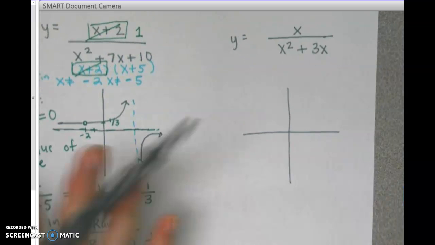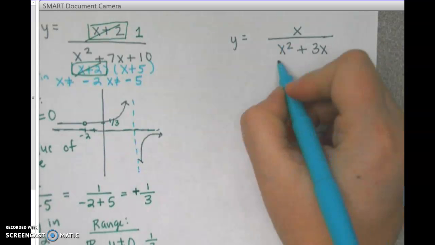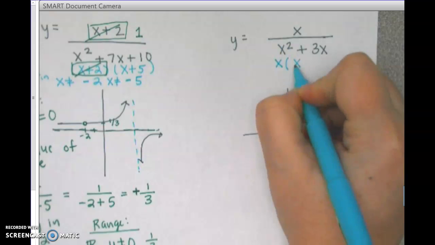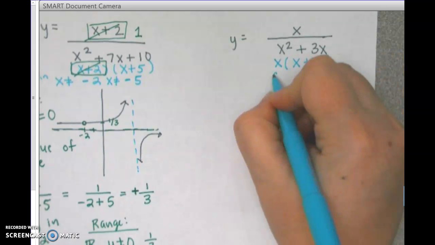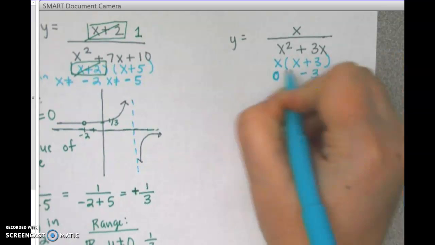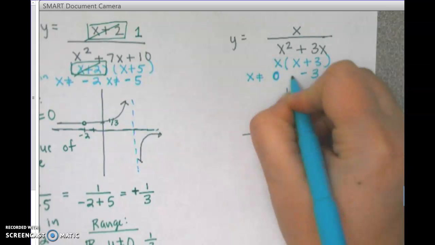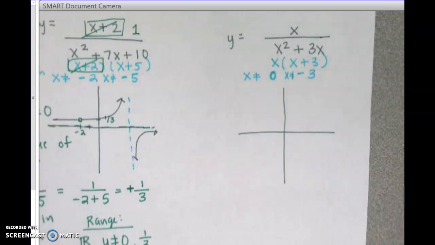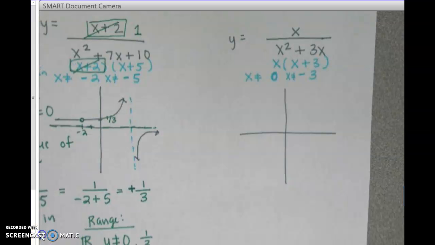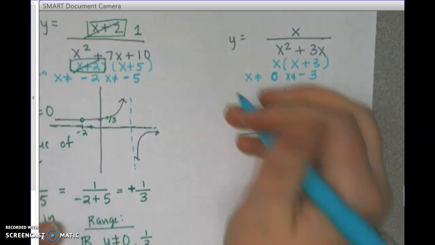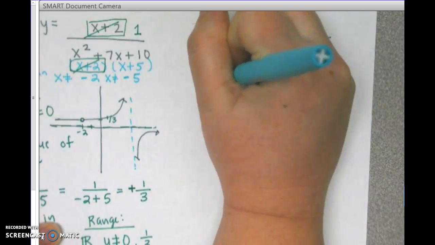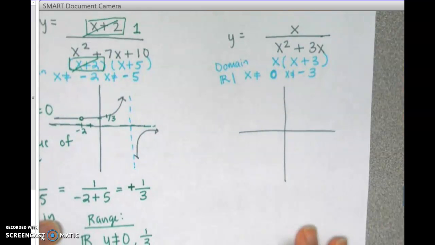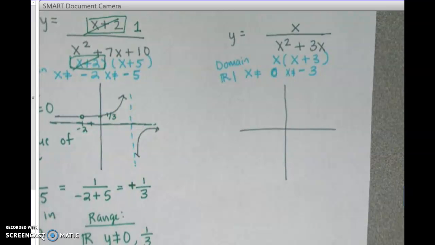All right, so let's do the next one. I can factor out an x, and that will be x plus 3. So I know 0 and -3, x cannot equal those. All right, so I know that the domain of this function is all real numbers, but x is not going to equal 0 and x is not going to equal -3.